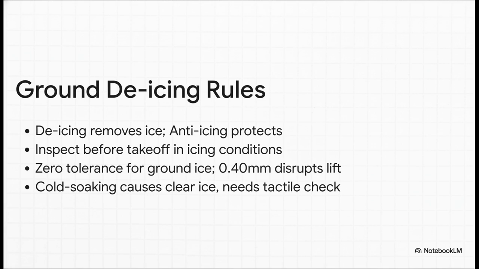Now, listen to this critical limitation. Aviation has a zero-tolerance policy for ground ice. Even 0.40 millimeters of roughness, which is practically nothing, severely disrupts your lift. And for your exams, be incredibly wary of a phenomenon called cold soaking. When you cruise at high altitude, you deeply chill the wing structure. Then, when you land in a humid environment, moisture freezes instantly on contact, creating this invisible, clear ice. You can't just look for it. It often requires a physical, tactile inspection to detect.